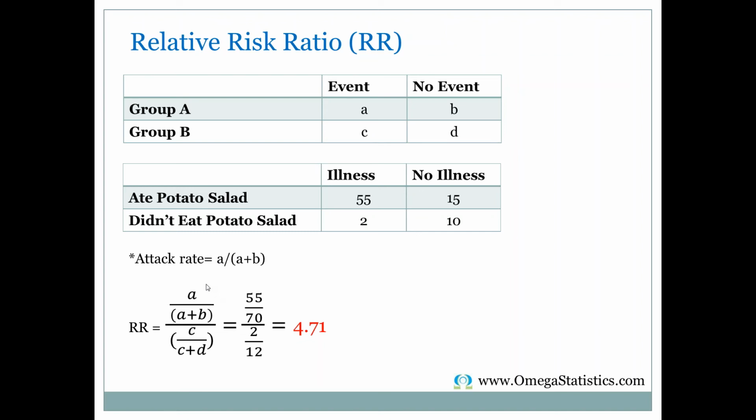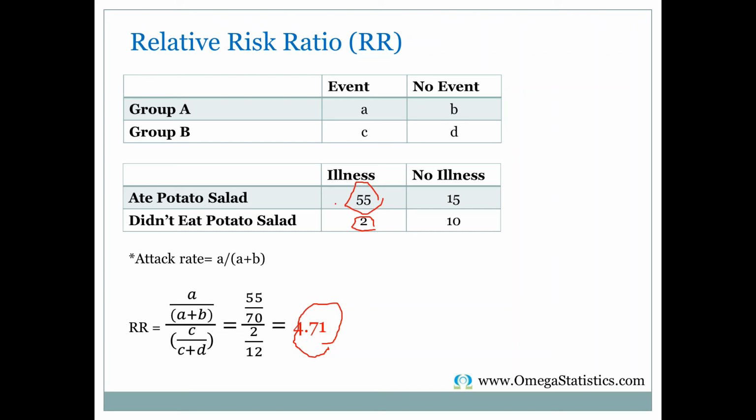So here's the probability up here on top for group A. And here's the formula that we're going to find the probability for group B, and we're going to come out with our numbers, and we're just going to take the 55 over 70, and we can multiply it by 12 over 2, or we do it that way. This is the number we come out with, 4.71. And you can see right here, you had a lot of people that got sick off of the potato salad, right?